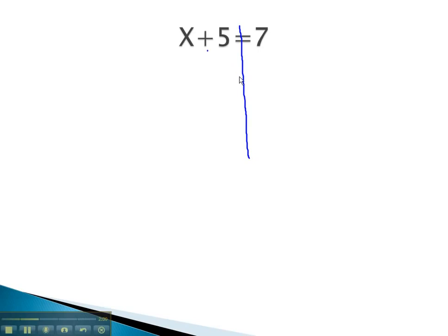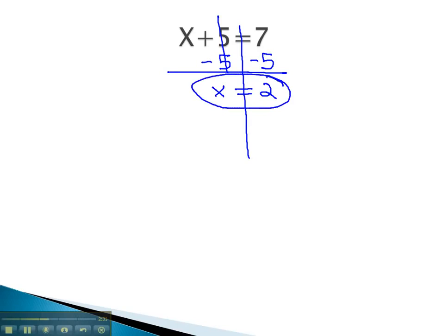Here, we are adding 5 to the x. The opposite of adding 5 to the x is subtracting 5. That's exactly what we will do. We will subtract 5 from one side and do the exact same thing to the other side. Notice when we do that, 5 minus 5 subtracts out to 0. We remain with x on the left and 7 minus 5, or 2, on the right. In this problem, x represents the number 2.